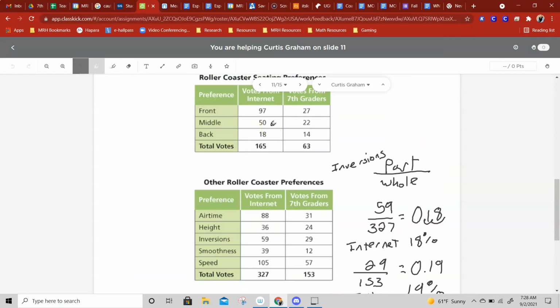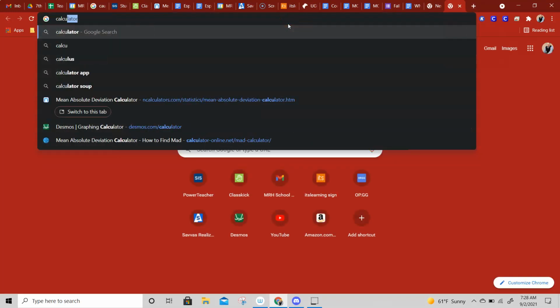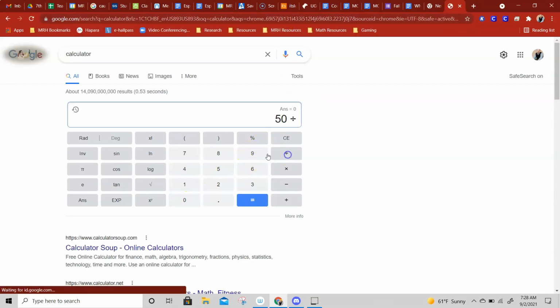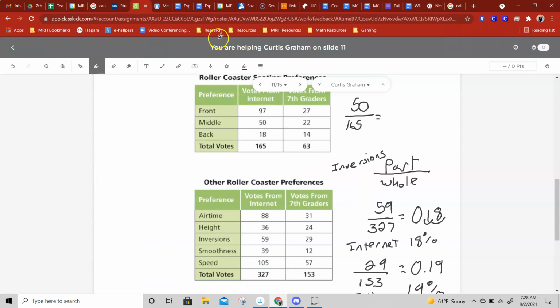Let's find the relative frequency of people that want to sit in the middle to the total votes. So in order for me to do that, I'm going to take my part, which is 50, compared to the total, which is 165. Okay. 50 divided by 165 is 30%. So 30% of the people from the internet survey want to sit in the middle.